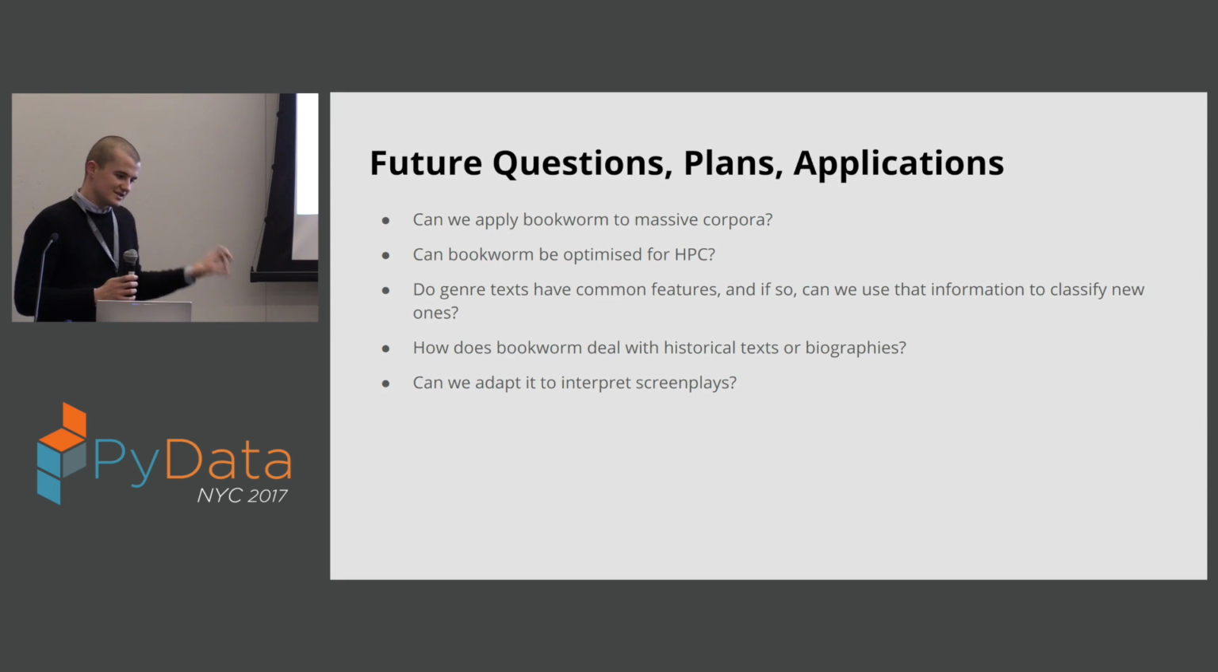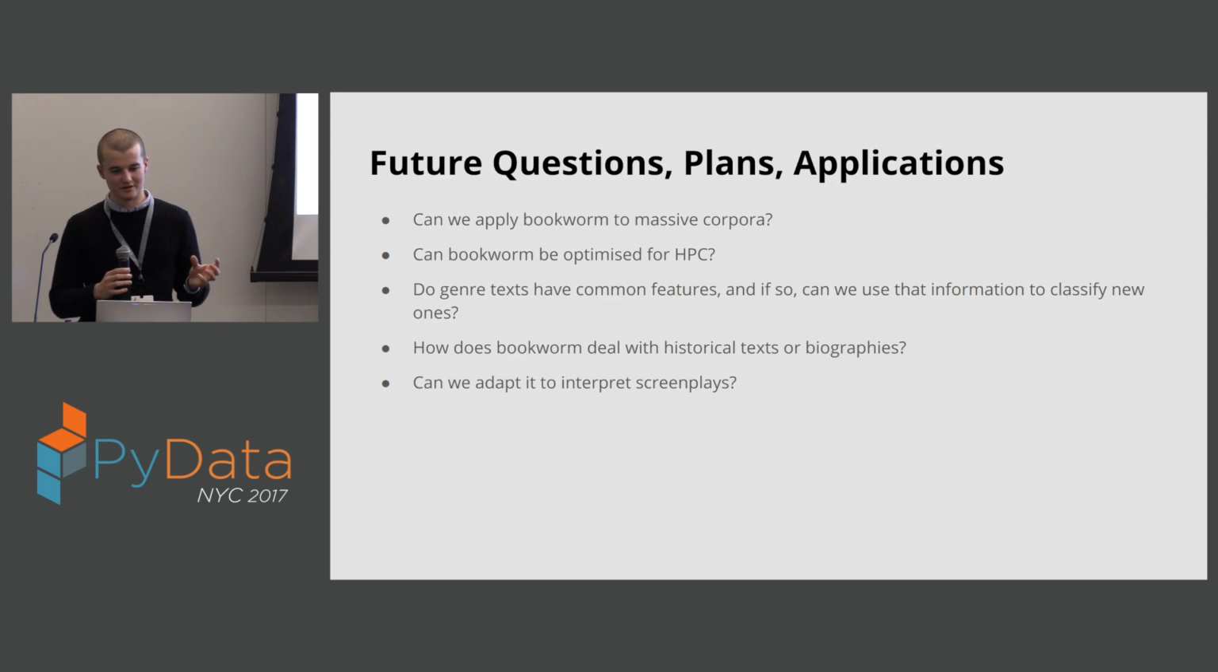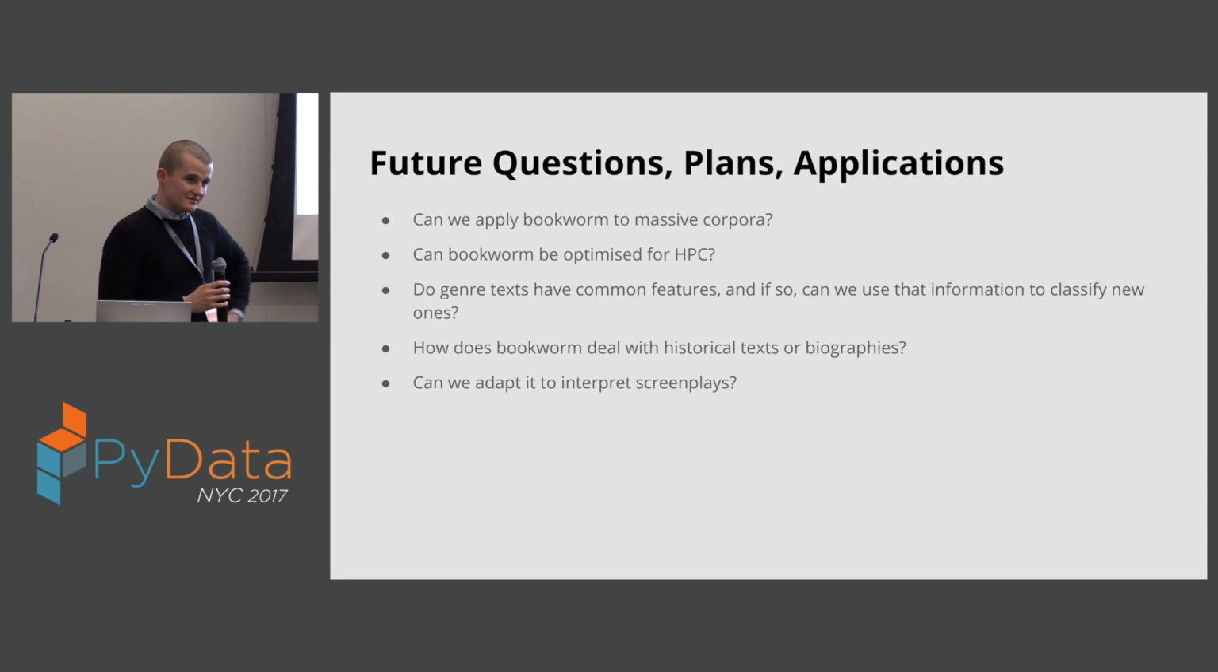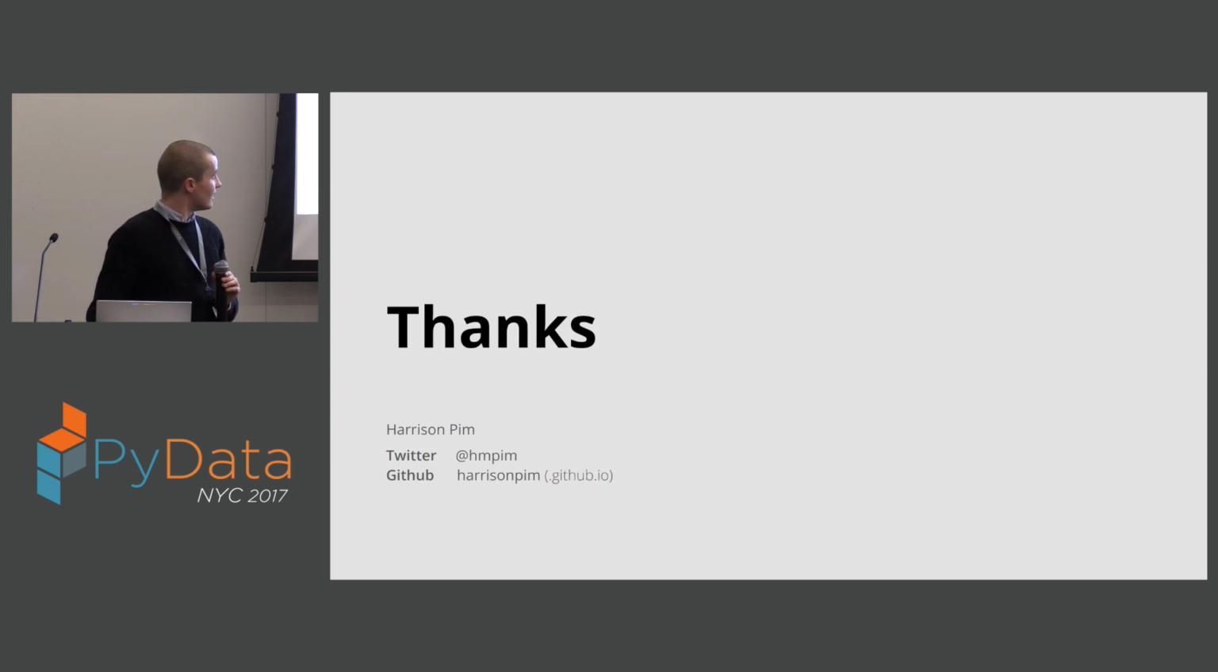The idea of applying it to historical stuff or biography, basically true novels, I think is another interesting application of this, being able to detect bias in the way that things have been written. Adapting it for screenplays, I think is also very easily doable. And classifying new novels, seeing which they are most similar to, and maybe coming up with some kind of recommendation system or algorithm based on that. Again, all of this code is on GitHub there.